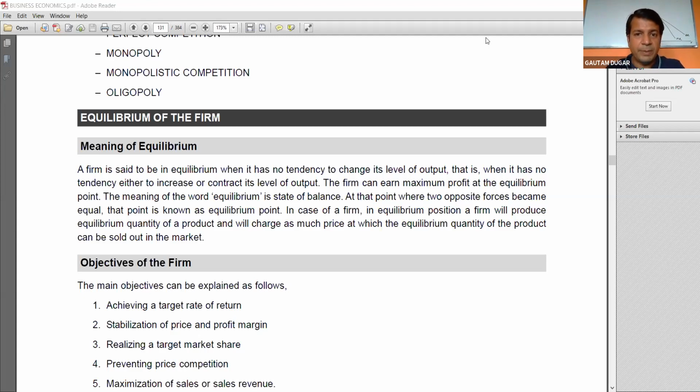Yeah, Tanukeshwar, that's right. MC equals MR and MC is rising. That's the correct answer. That is the meaning of equilibrium, whether it is perfect competition, monopoly, or monopolistic competition. Next.